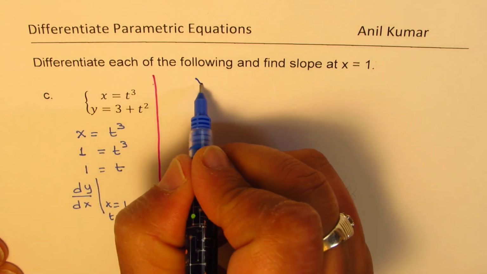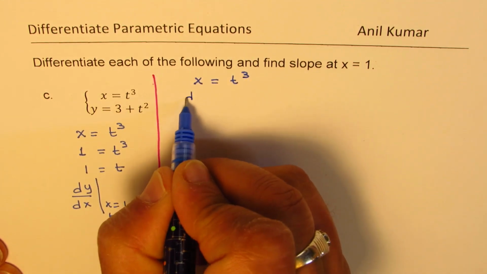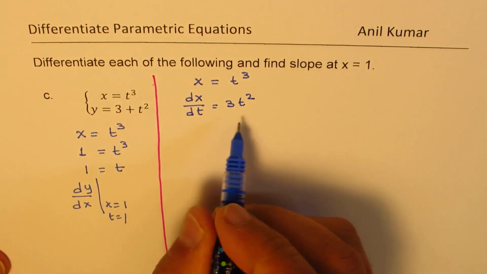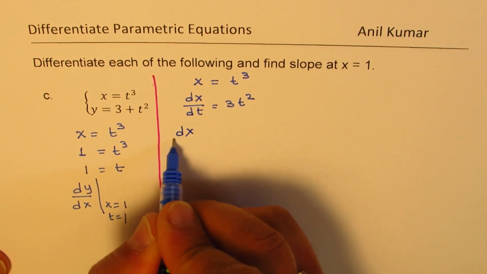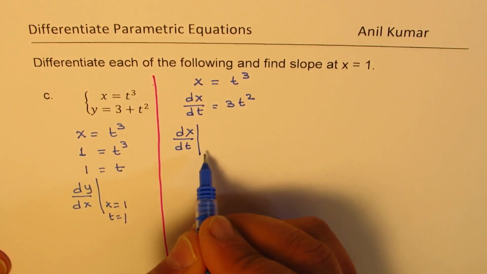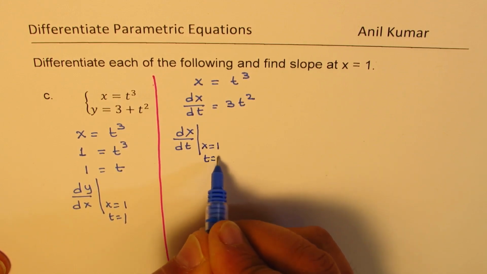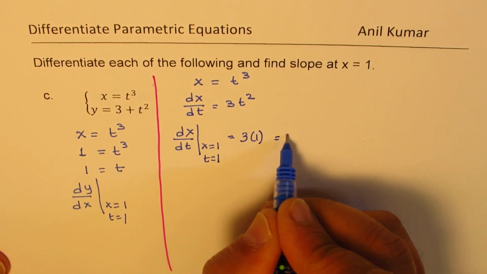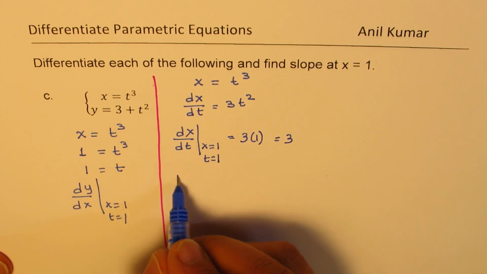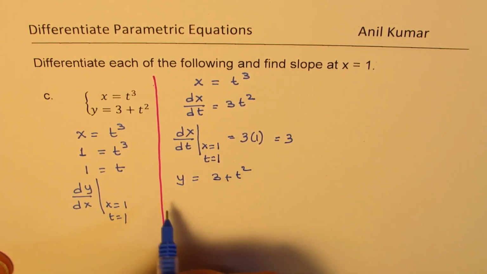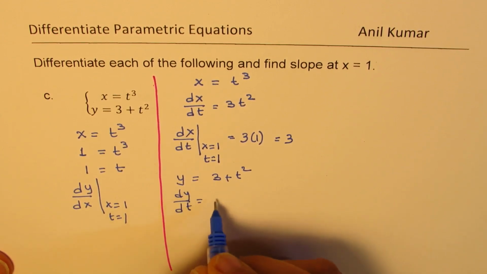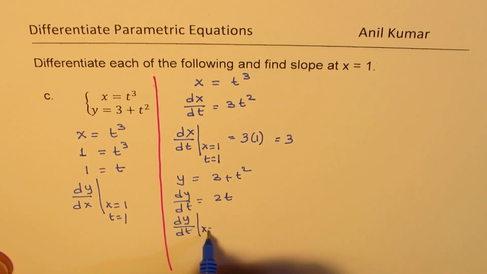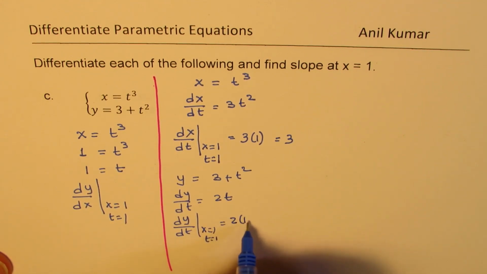So let's find dx/dt. We're given x equals t cubed. dx/dt is equal to 3t squared. Now, we need to find what dx/dt is when x equals 1 or t equals 1, correct? So if I substitute 1 here, I get 3 times 1, and this value is indeed 3, correct? Now we are given y equals 3 plus t squared. dy/dt is basically, this is a 0 derivative and this is 2t. So dy/dt for x equals 1 or t equals 1 is 2 times 1, which is 2.